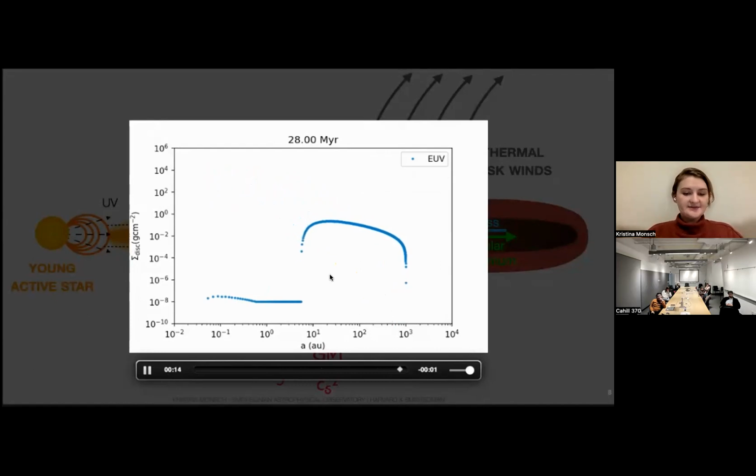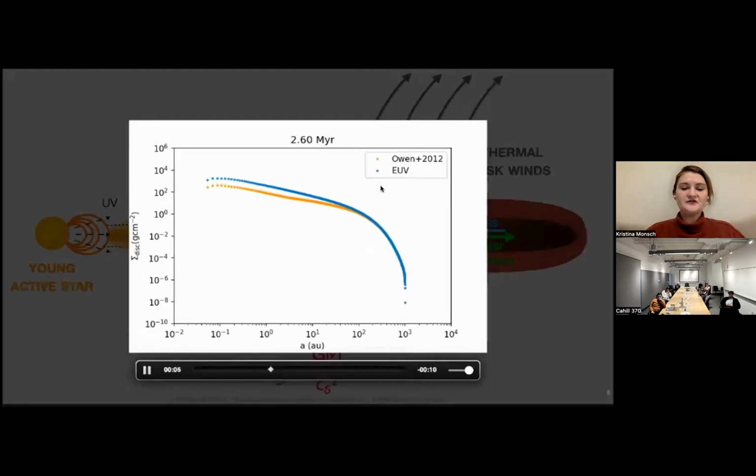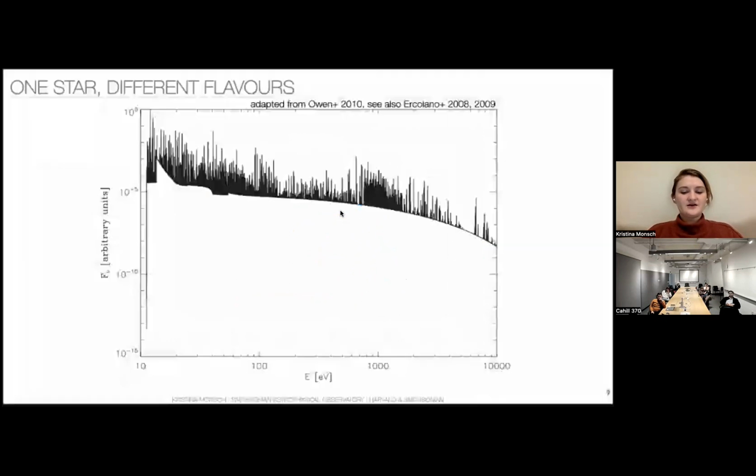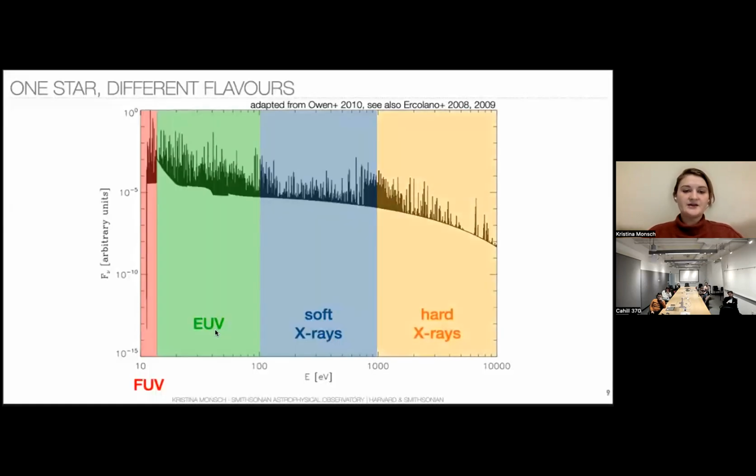The details about the dispersal process are, however, also very important. I want to explain to you now what these different lines are showing. We know that a star is not only irradiating X-rays or EUV, but a spectrum of all kinds of different wavelengths. We have the FUV, the EUV, then the soft X-rays and the hard X-rays. So also here it's a combination of different photons with different energies that will be contributing to the heating of the gas in the disk.